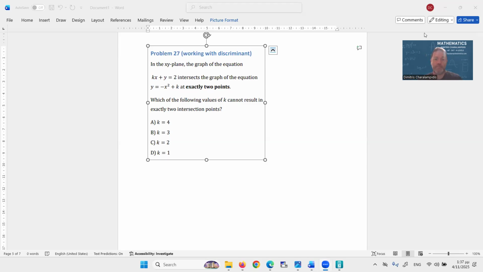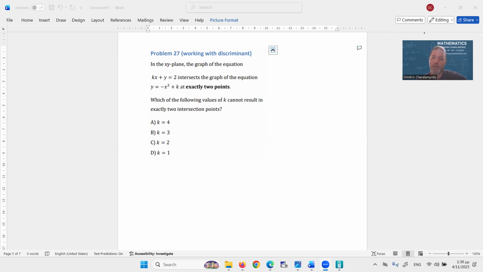Exercise 27. In the xy plane, the graph of the equation kx plus y equals 2 intersects the graph of the equation y equals minus x squared plus k at exactly 2 points. Which of the following values of k cannot result in exactly 2 intersection points?